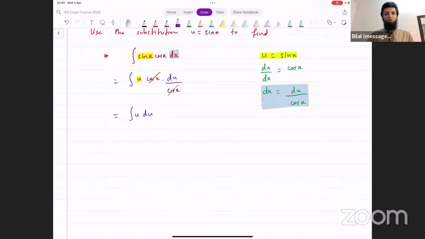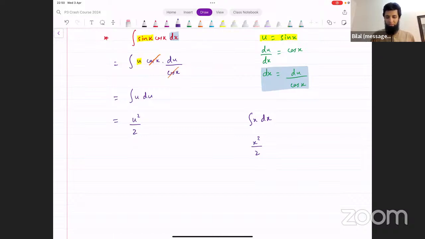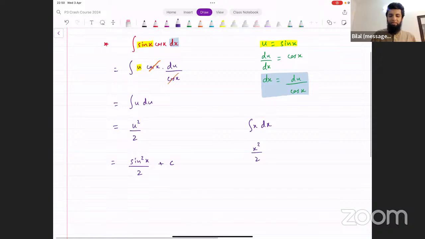What's the integration of u with respect to u? We can just use the power rule here, just like integral of x with respect to x. What's that? That's x squared over 2. Add 1 to the power, divide by the new power. It's just u instead of x. So this becomes u squared over 2 when integrated. And now you put that substitution back. You had assumed that u equals sine of x. Now put that substitution back and the integral turns out to be sine squared x over 2 plus c. That's the integration of sine x cos x. This is how the substitution process works.